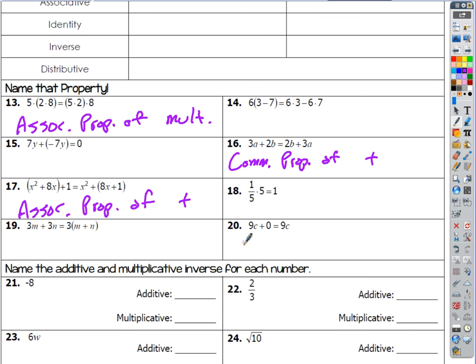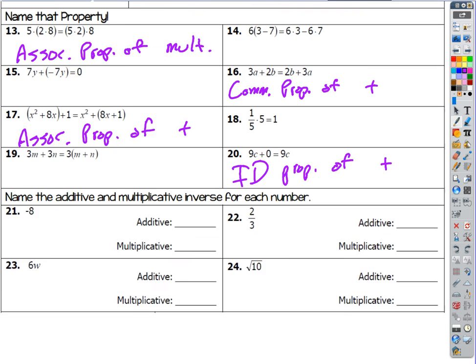Okay, now this time I'm adding something to get the same identity I started with. There you go, good. So it's the identity property of addition. You get the idea? Okay? All right, so the very last thing then, or maybe just one other one real quick here.